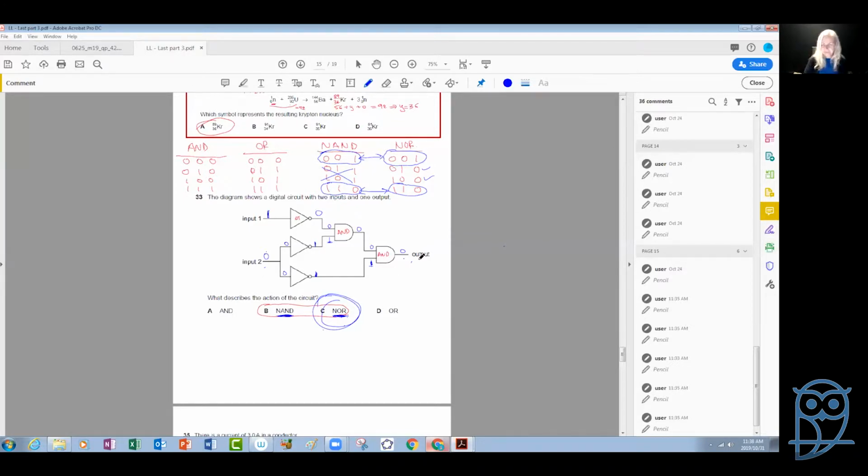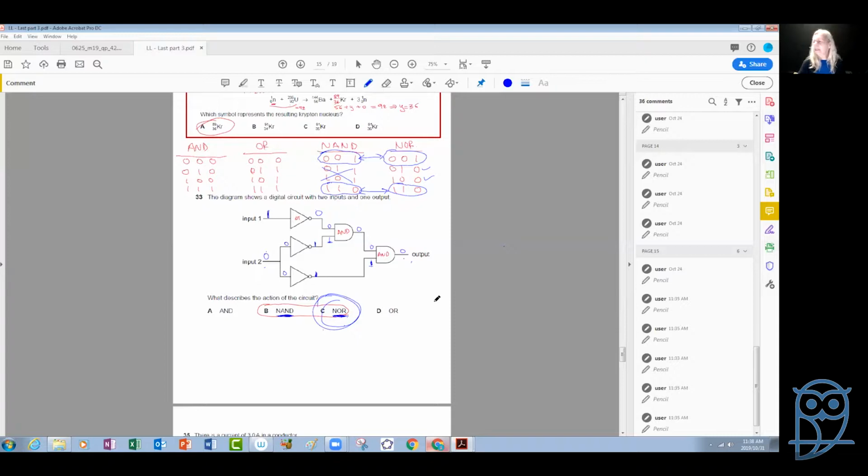Sorry, guys. Is this understood, or did I say that too fast? If you have started studying logic gates, you should be able to do that. Now I hope you followed what was going on. So if you did, what else do we have here?